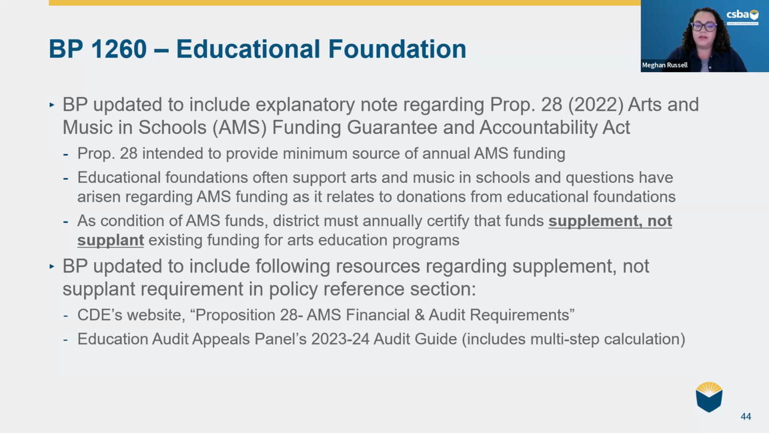And as part of the policy resources section, we have added those resources noted here, including CDE's website that is specifically devoted to Proposition 28 financial and audit requirements, and also the Education Audit Appeals Audit Guide. And it has a 7-step calculation about how to demonstrate that your district is using AMS funds to supplement and not supplant arts and education funding. So next slide, please.